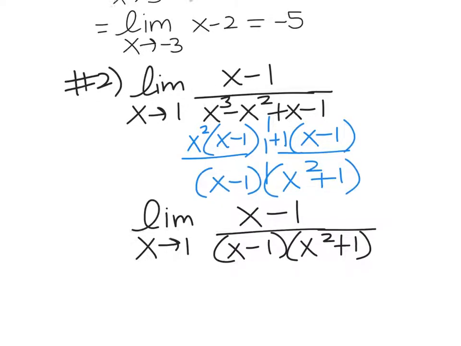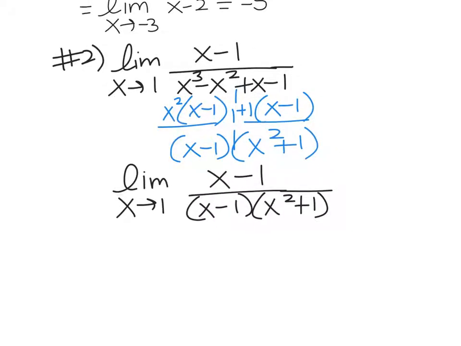And that's good news, because you see, when you plug in 1, you're getting 0 over 0 because of these two things right here that can reduce. And so you're left with a 1 up top. And now we can go ahead and evaluate the limit of 1 over x squared plus 1. So take 1 and plug it in, and our answer is, anybody? 1 over 2. Perfect, 1/2.